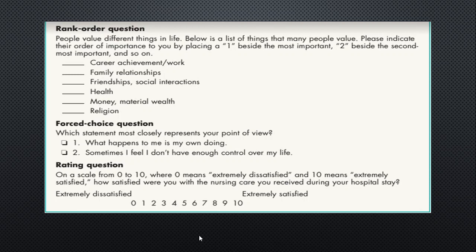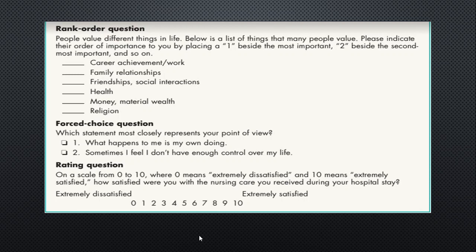When we say forced choice questions, which statement most closely represents your point of view? Number 1, what happens to me is my own doing. Number 2, sometimes I don't have enough control over my life. So there are predetermined answers or statements, and what you will do is just tick one.